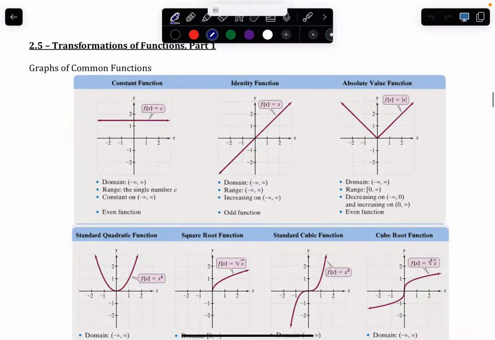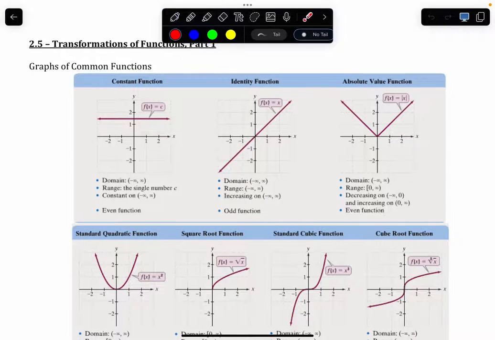So we're going to continue talking about functions. Last unit we talked about linear functions. We talked about the constant function, our horizontal lines. We talked about the identity function, so y equals x. We talked about slope. We talked about y-intercept, how we move that graph.